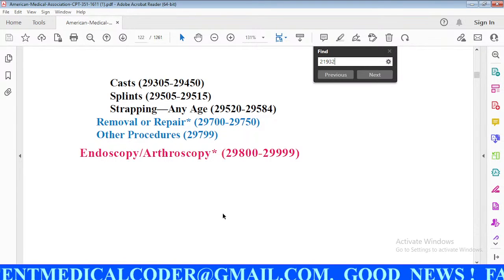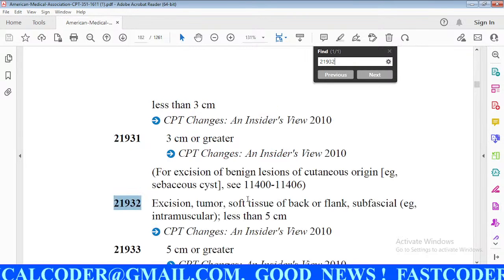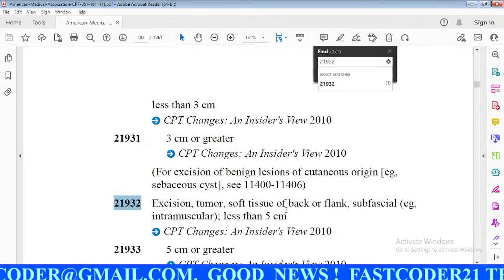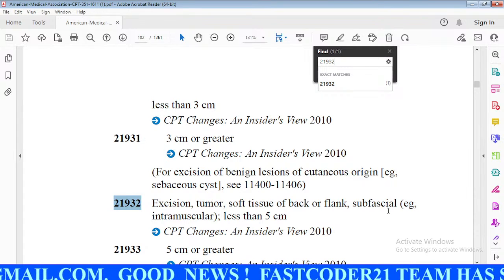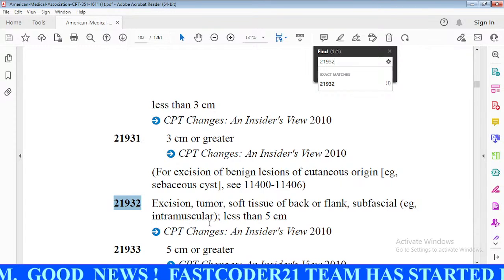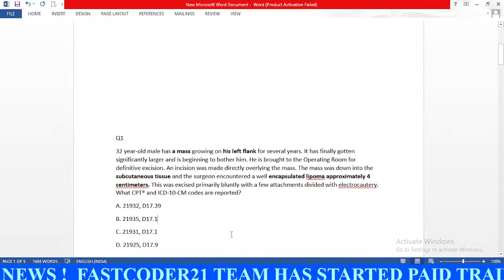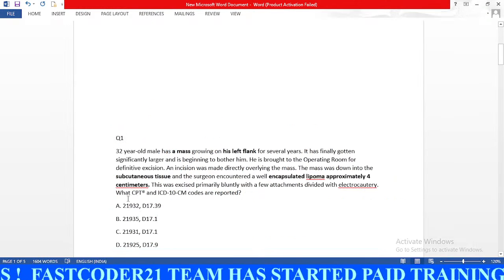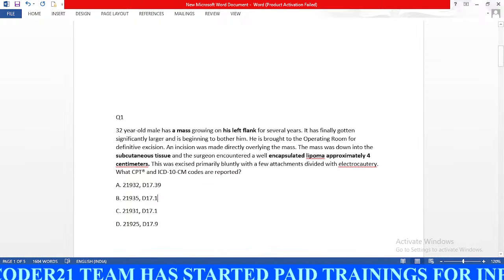So lipomas are very important in live coding. See here, excision tumor soft tissue of back or flank subfascial. As I told you before, if the lipoma is at muscular level, we need to code 21932. As per our question, it is subcutaneous level, so we can eliminate 21932. So we will check 21935.